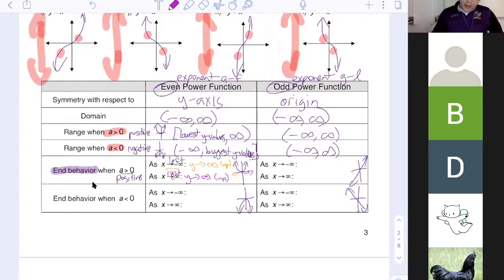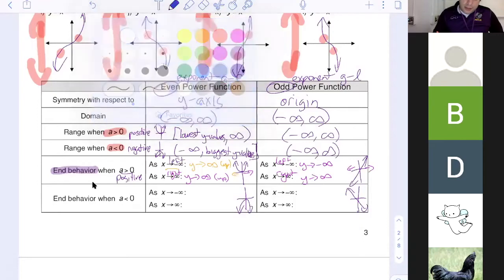All right, so let's take a look at the odd function. So as x goes to negative infinity, or as it goes to the left, where is our graph going? Well, it's pointing down, right? But we say negative infinity. And as x goes to positive infinity, or to the right, where does our graph go? Well, the arrow's pointing up, so the graph goes to positive infinity.